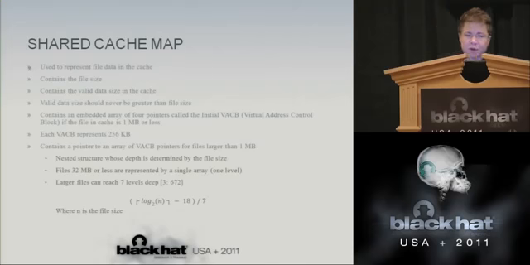So the shared cache map would contain the file size on disk. It would also contain the valid data size that's in the cache. So even if your file is 40 megs on disk, maybe only 100K of it or so is valid in the cache. So that information is contained in the shared cache map.